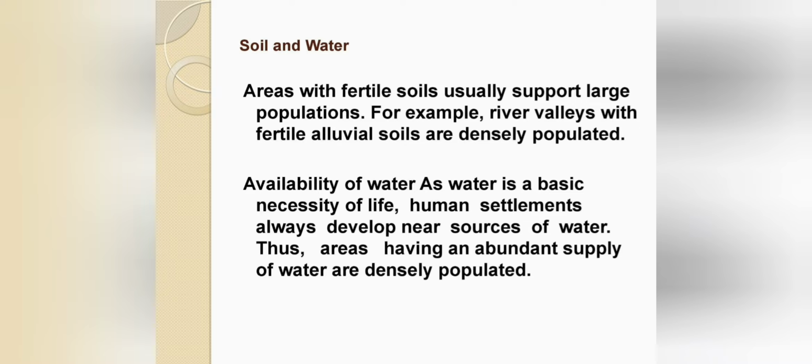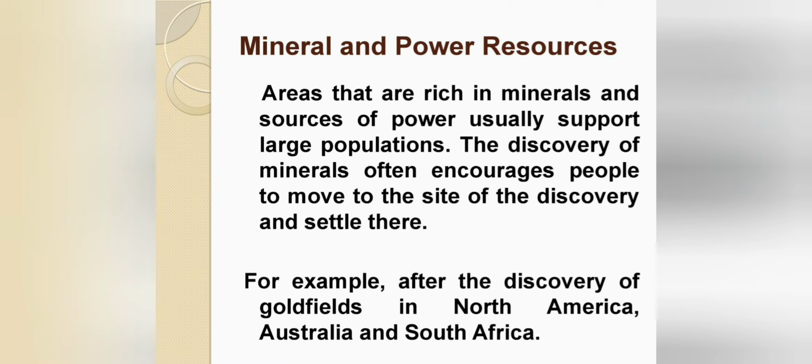Another factor is the availability of water. As we know, water is the basic necessity of life. So human settlements always develop near a source of water. If you look at ancient times, all the civilizations developed near water, near the river valleys, because water is our first and foremost necessity of life. So wherever abundant water is available, the population is densely populated. So these are other deciding factors of the distribution of population.